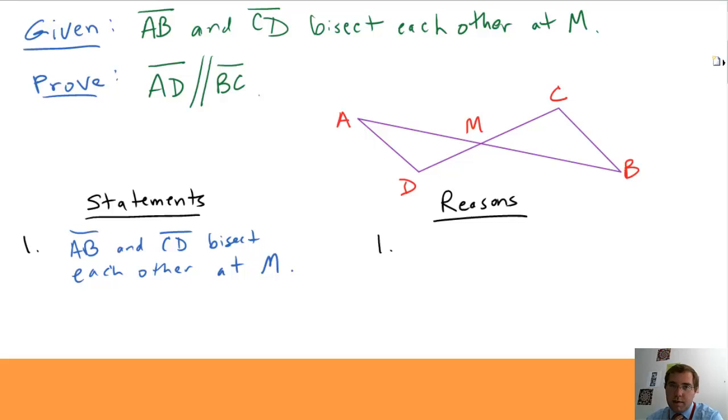We start in this proof with what we're given. AB and CD bisect each other at M. That's our first statement. What is our first reason? Given. Good.